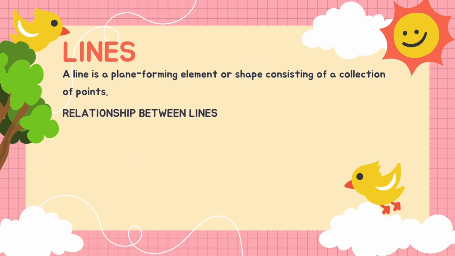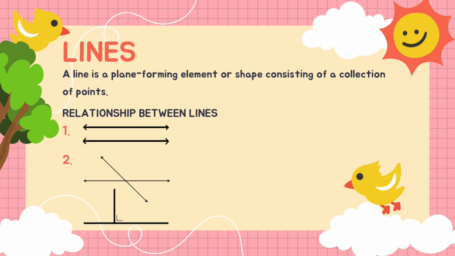Relationship between lines. The relationship between lines is seen from the position of the line to other lines. The relationship between the lines is as follows. 1. Parallel lines. A parallel line is a relationship between two lines that have the same slope or gradient and have no common points. 2. Intersecting lines. Intersecting lines are lines that have a single common point. That is, the two lines meet at a certain point commonly called the intersection point.